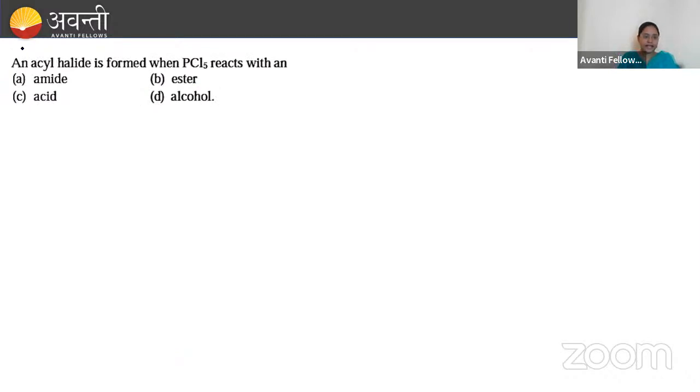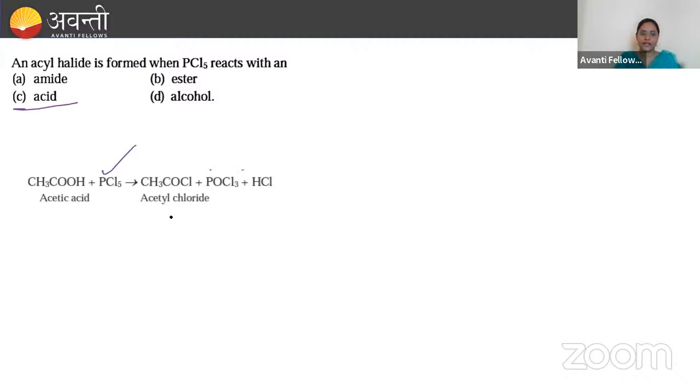Yes. Next, an acyl halide is formed when PCl5 reacts with an... When do you think an acyl halide is going to form? What is the name of the chapter? Carboxylic acids. So when an acid reacts with phosphorus pentachloride, then there is a formation of acetyl chloride. That's why here the answer will be option C. Any doubts?